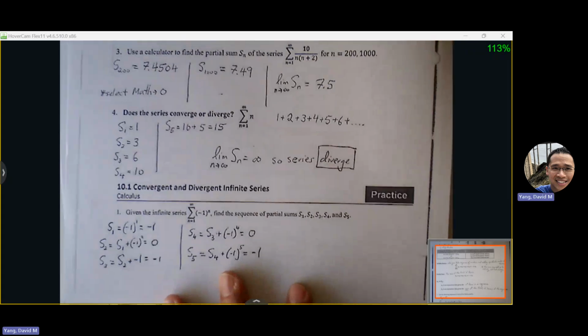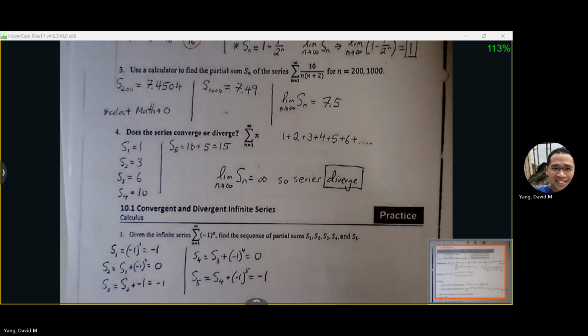Next up, number 4. Does the series converge or diverge? Summation of n. So you have 1 plus 2 plus 3 plus 4 plus 5 plus 6. Our guess is probably not, right? All those numbers, they keep increasing.